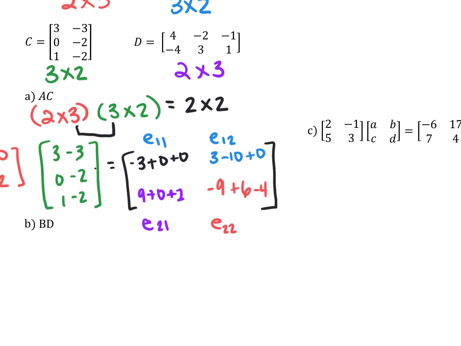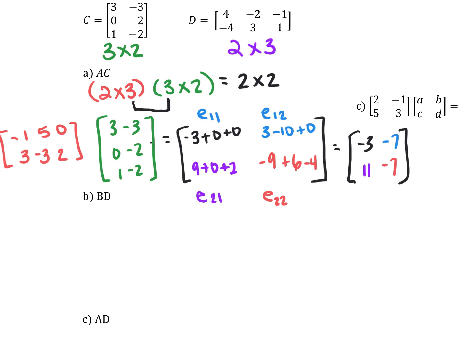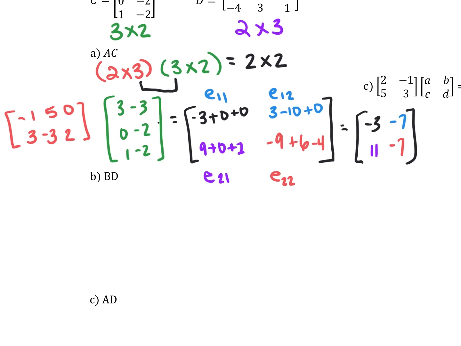So when I add these up, this is equal to the final matrix: negative 3, negative 7, positive 11, and negative 7. There. Negative 3, negative 7, 11, negative 7. Matrix multiplication can be confusing, to say the least.